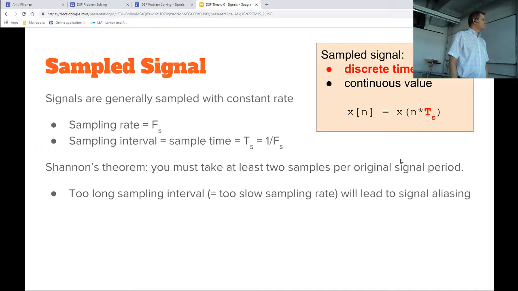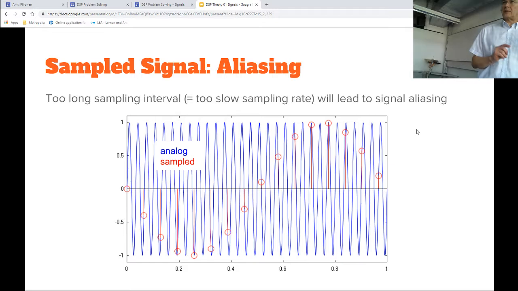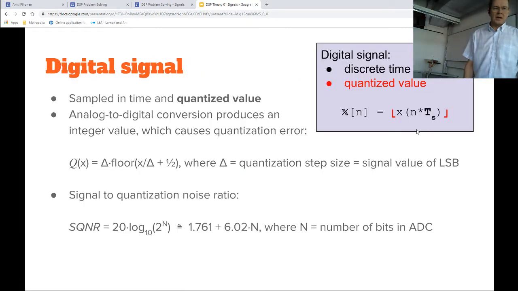Okay, so if you have a too long sampling interval, so too small a sampling rate, you will get signal aliasing. The blue line is the real one, but if you take samples only at those red lines here, you will get an aliased signal. It still looks like a sinusoid, but it's totally off. Totally off, but that's what it looks like. Alias.